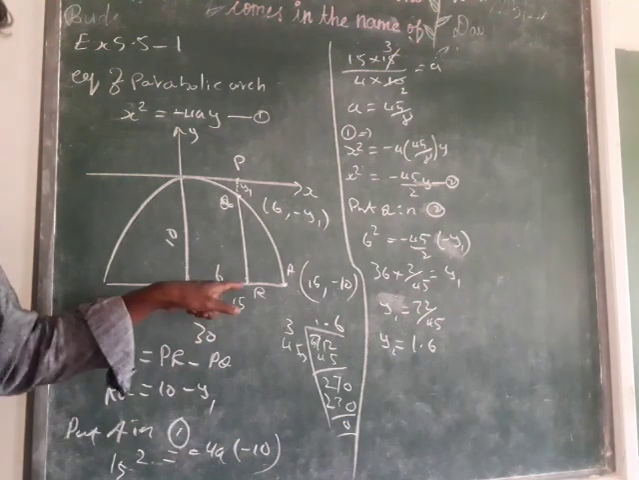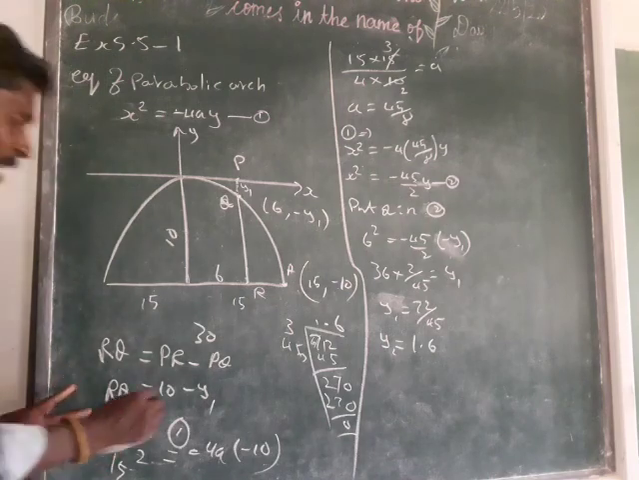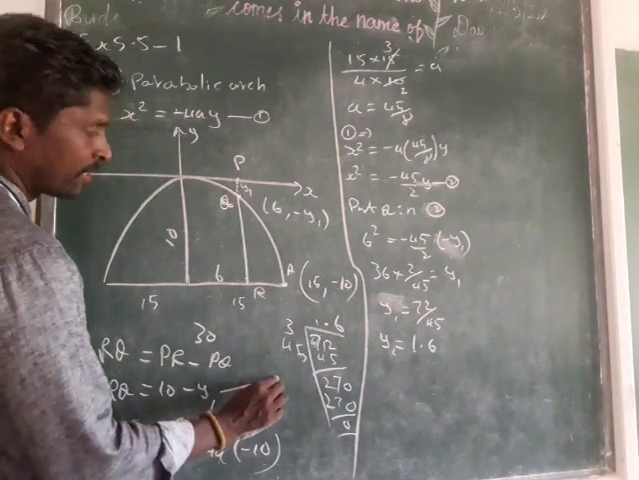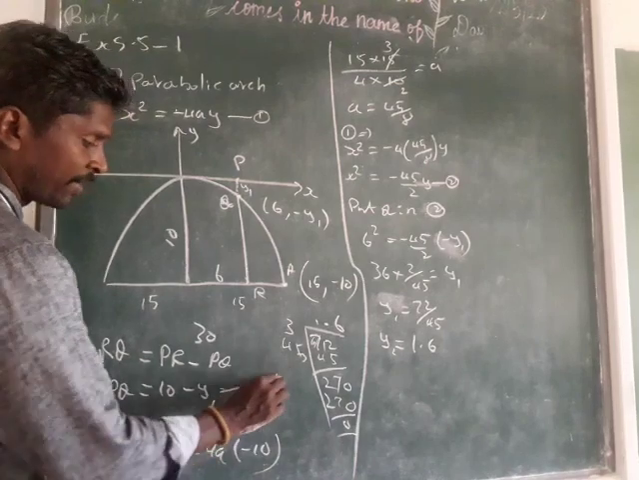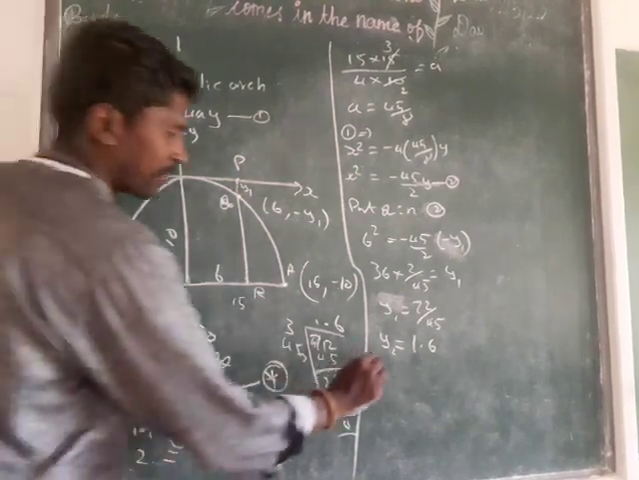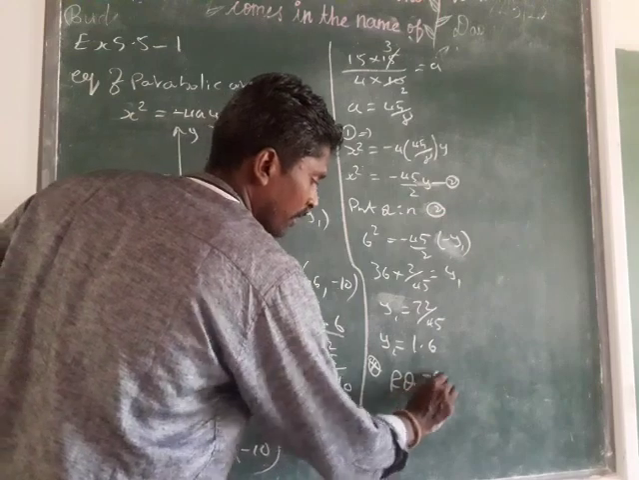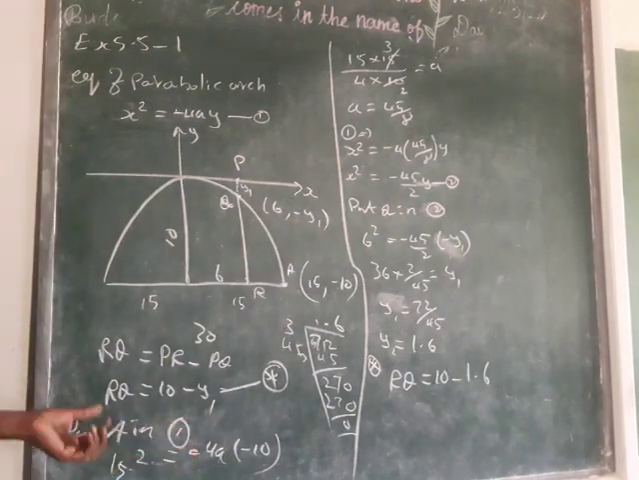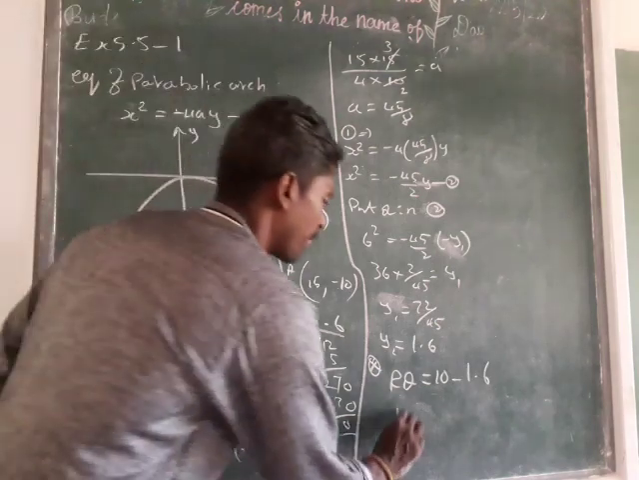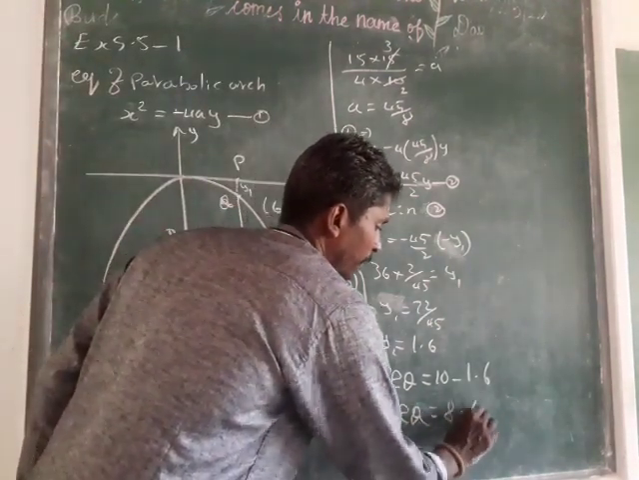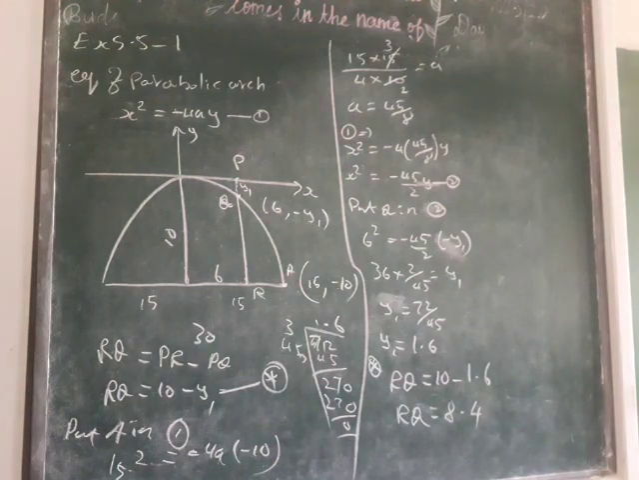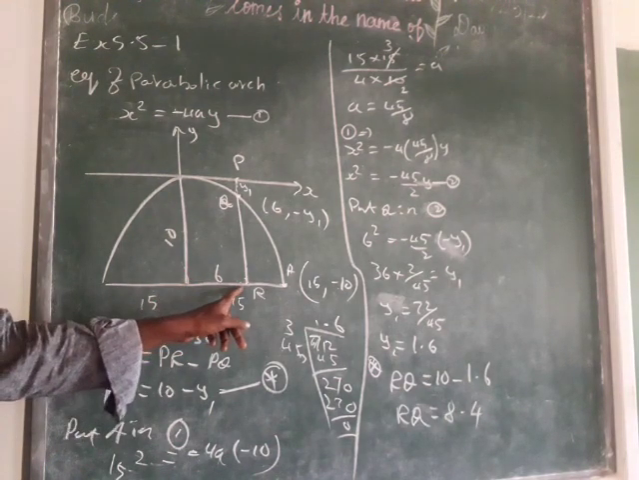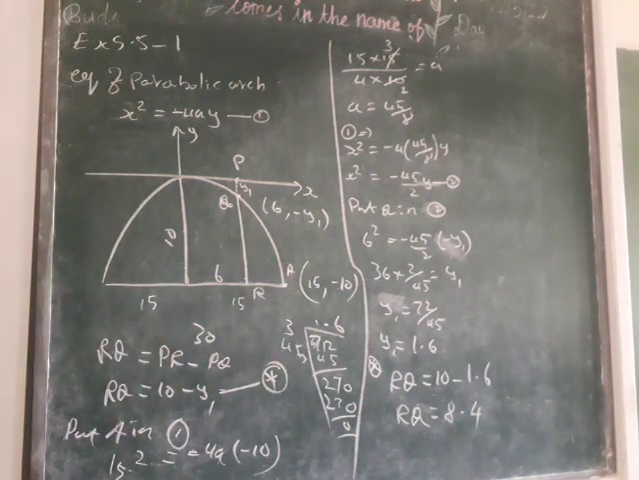Now the required height is RQ only, which we need. We take RQ equal to 10 minus 1.6, because we already have equation 1 and equation 2, so no problem. From RQ equals 10 minus y1, which is 1.6, the required height RQ equals 8.4. So the height of the bridge at 6 meters from the middle is 8.4 meters. So the required height is 8.4 meters.